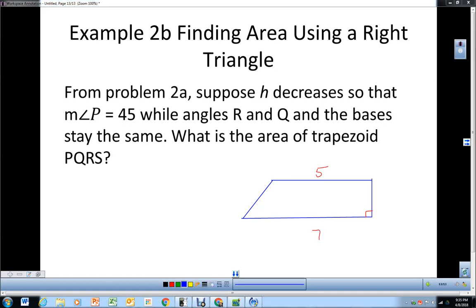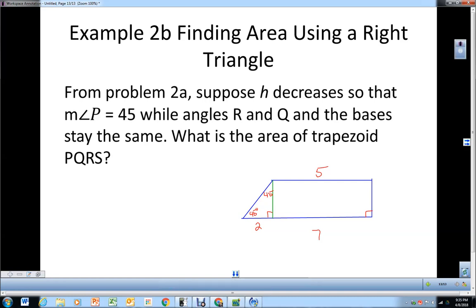And this time, when we draw the height here, we have a 45-degree angle in the corner. Now, same rules apply. This is 7 here. This is going to be 2 here. Now, because it's a 45-degree angle, and this is a right angle, that means this is also 45. So we have a 45, 45, 90 right triangle.